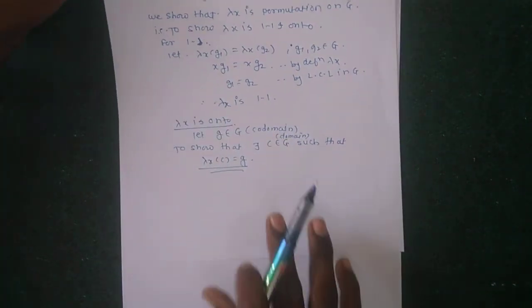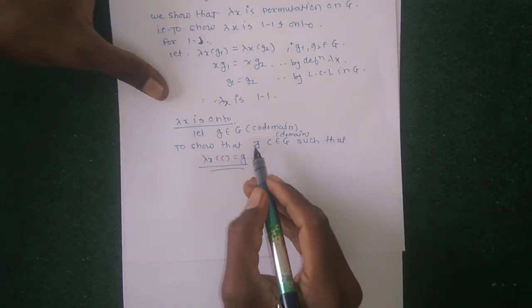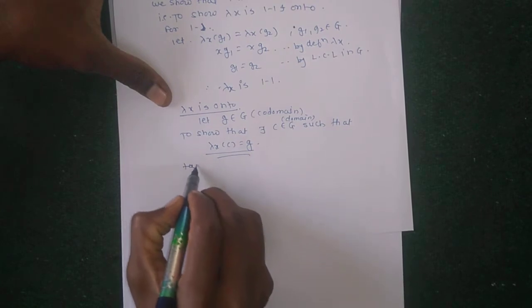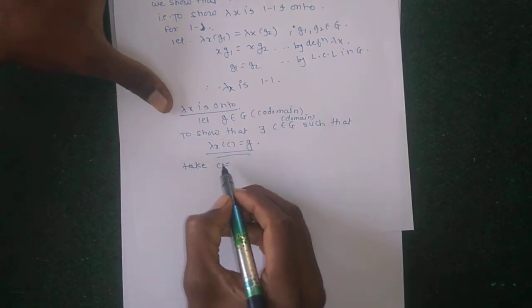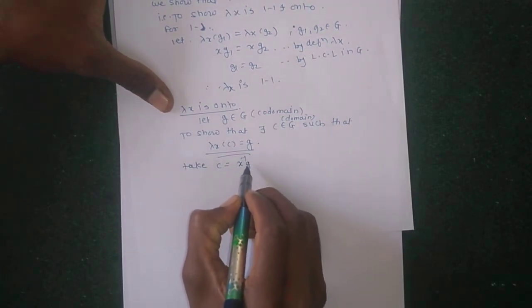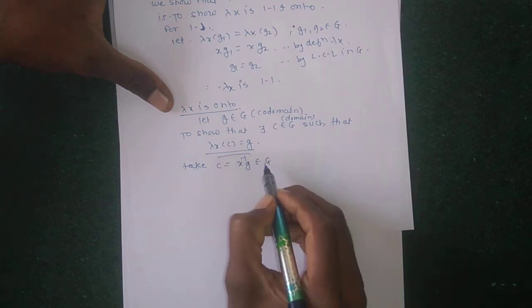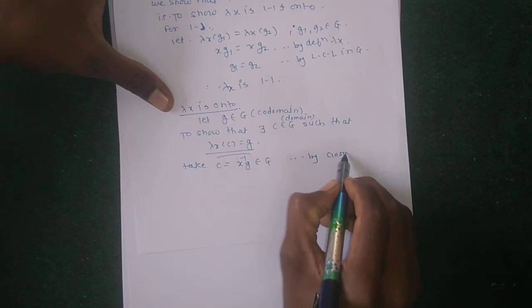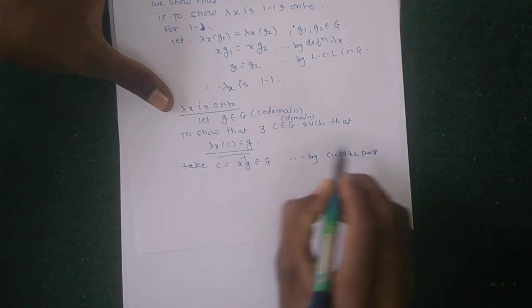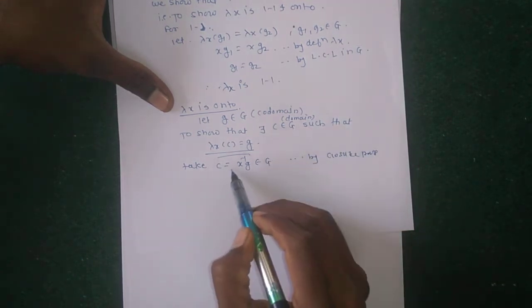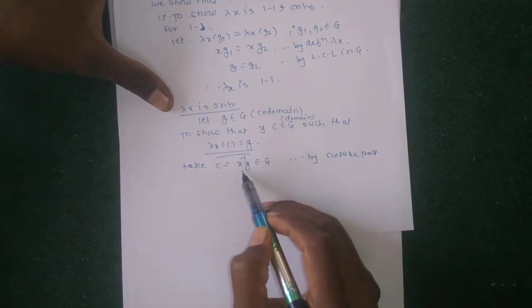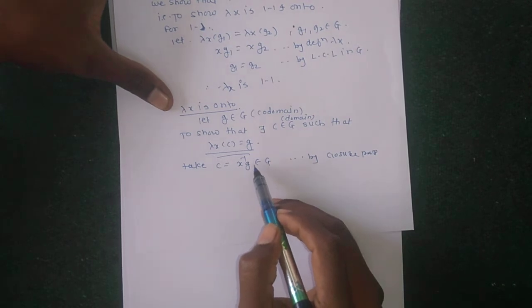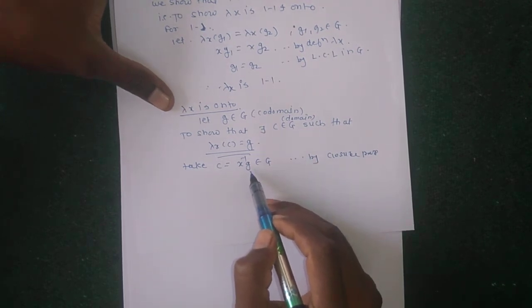Okay, so here lambda_x(c) = g, we take c = x inverse g. This belongs to G. Why does this belong to G? By the closure property: for x belonging to G, its inverse also exists in G, because G is a group, and this element is also in G.